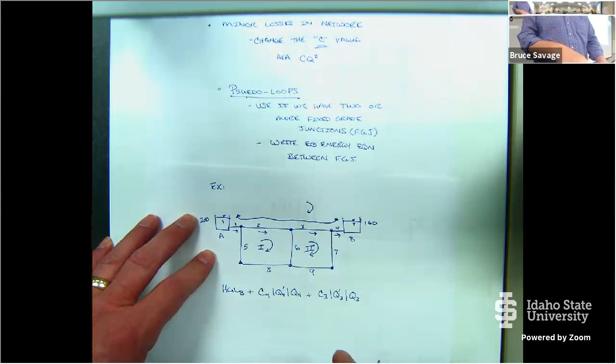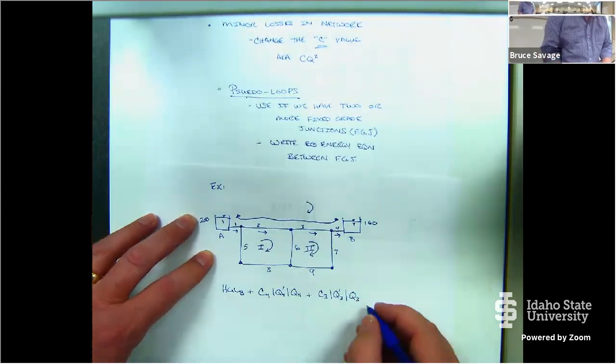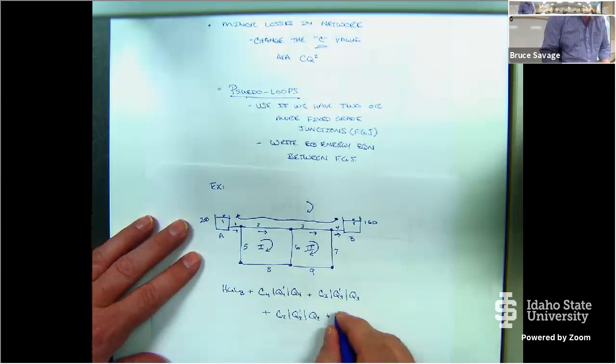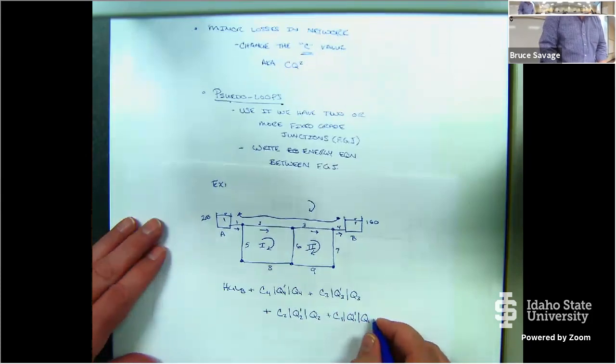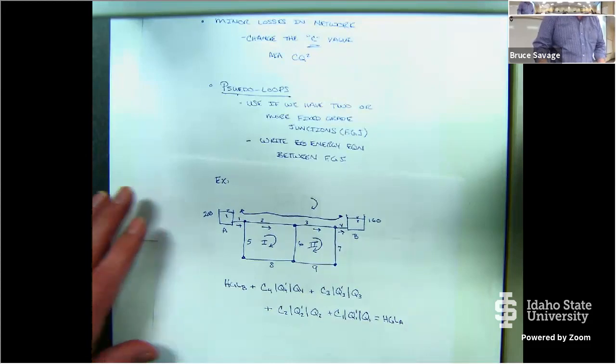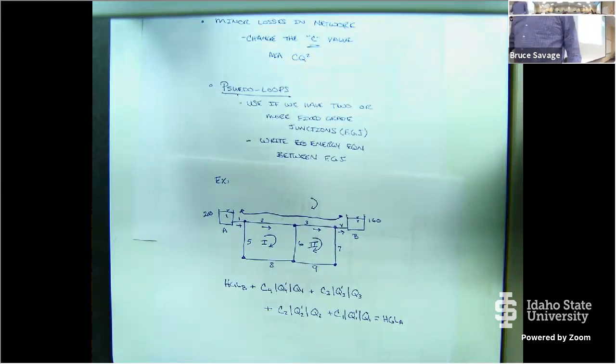I could put just Q squared there. Perfectly fine, okay? It takes me now to pipe 2. So once again, going against it, plus C sub 2 times the absolute value of Q sub 2 prime times Q sub 2, plus C sub 1 times the absolute value of Q sub 1 prime times Q sub 1. And when I get to A, that now has to equal the hydraulic grade line at A. It's not plus the hydraulic grade line. It's not minus, it equals the hydraulic grade line, because I have now arrived at A, and this is what the value has to be.